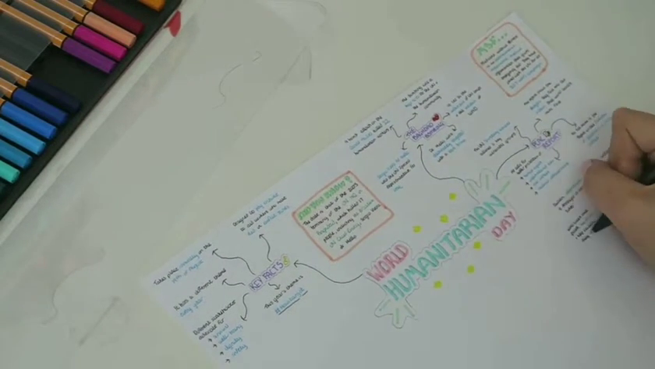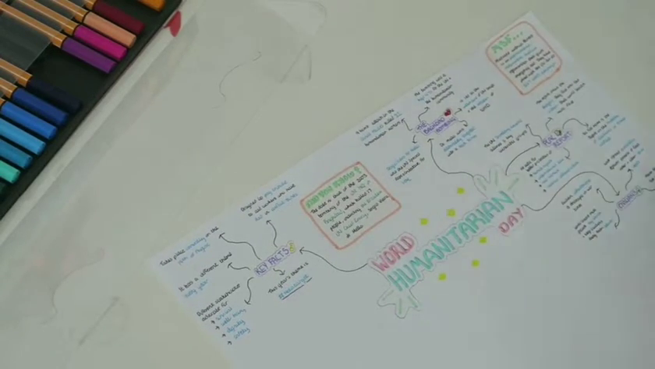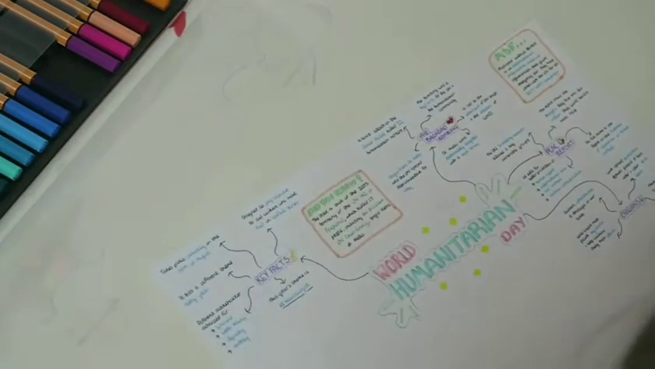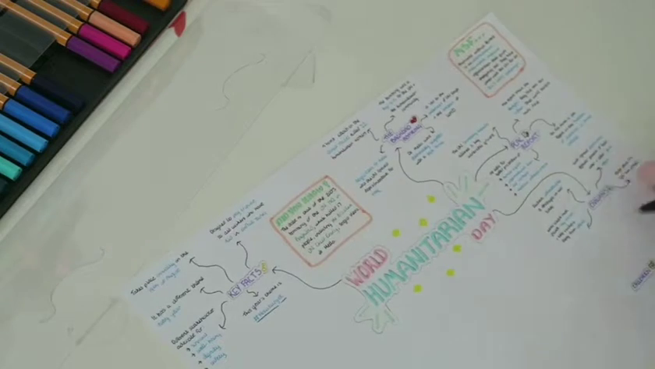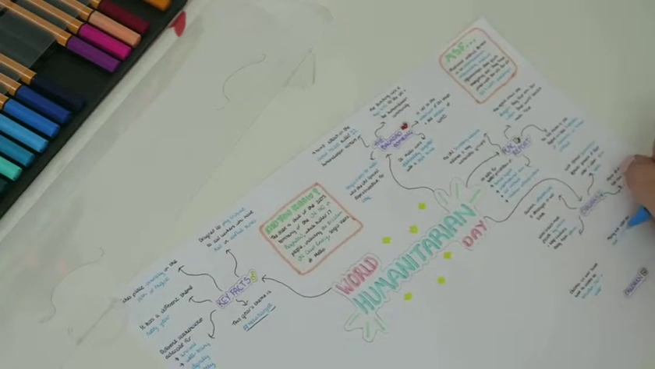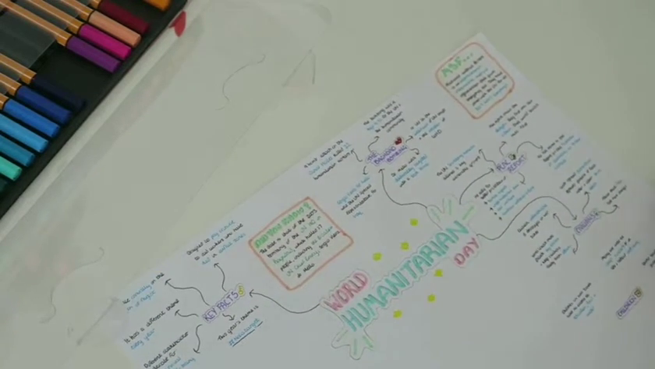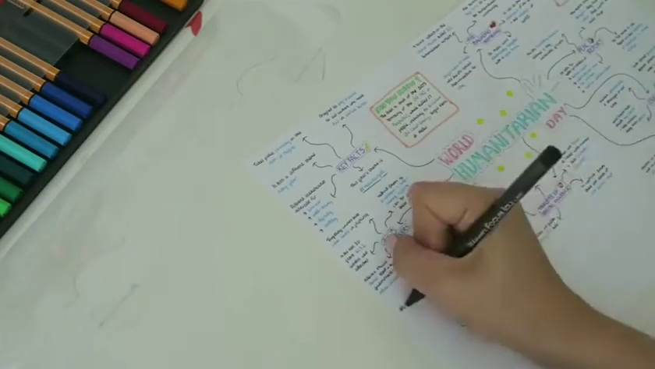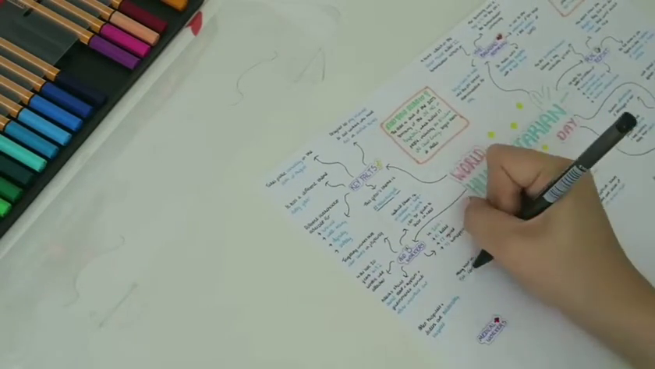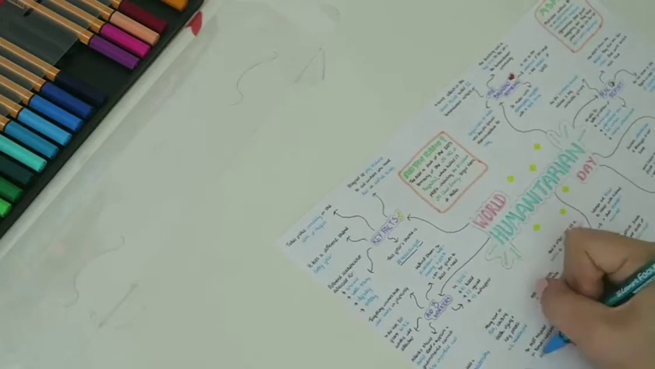So here I'm just doing another section, and as you can see I've added little pictures, and when I do bullet points I'll always make those stand out. I think you have to customize it yourself, but my main tip for mind maps is don't put everything on it. You don't need everything on it. If this is just to revise the key ideas, make it pretty and make it stand out.